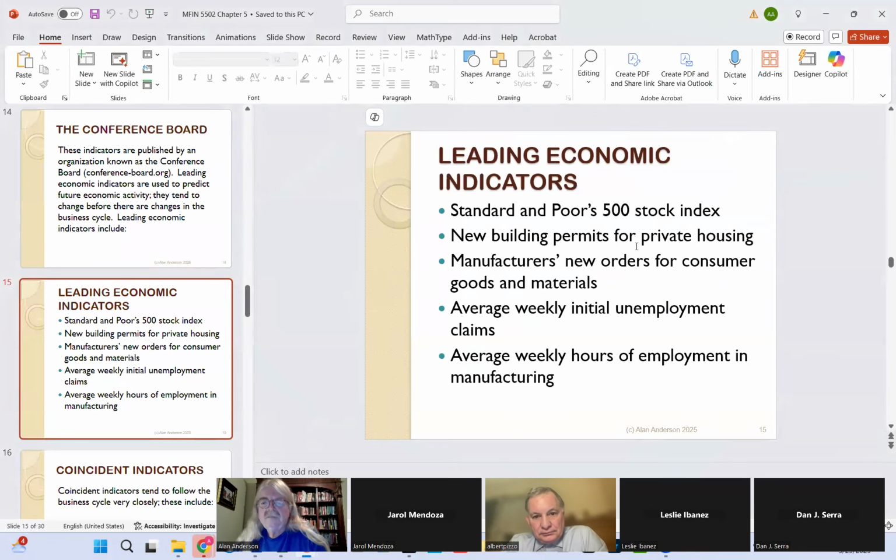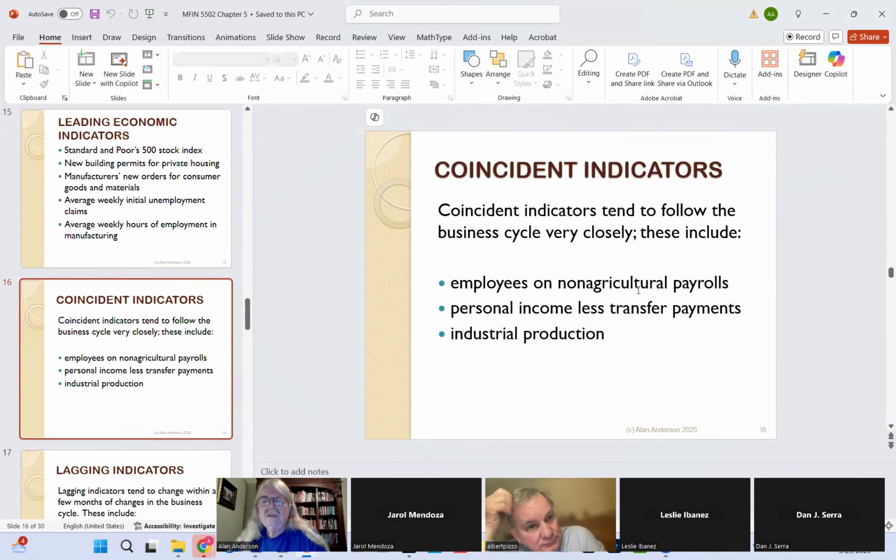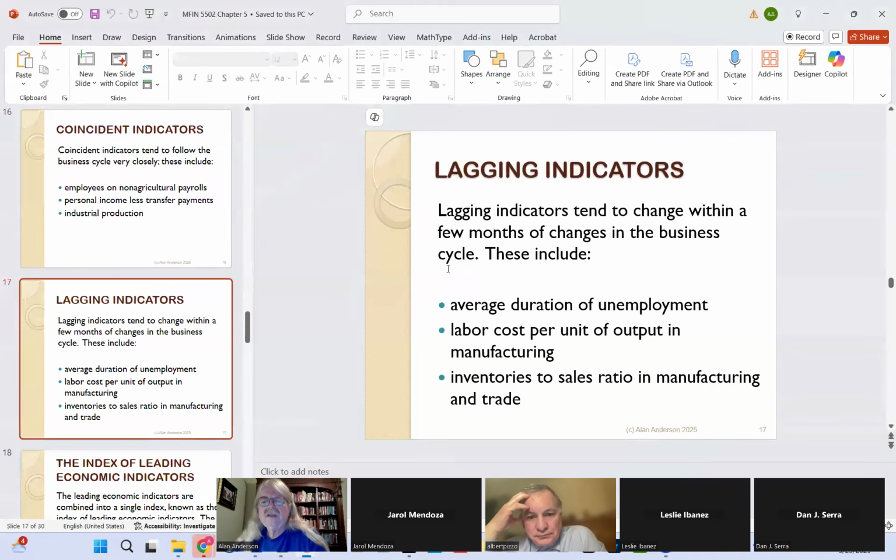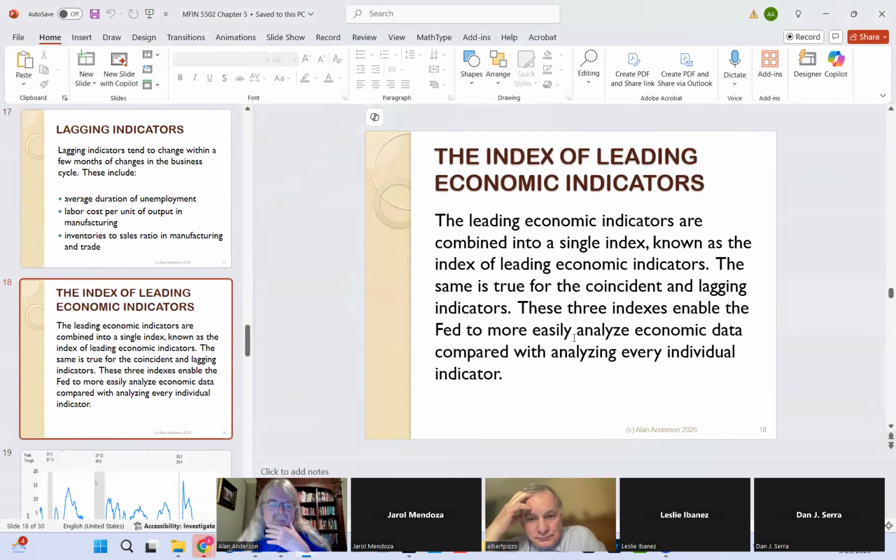New building permits. Clearly, permits mean people are intending to buy houses. Manufacturers' new orders, average unemployment claims, hours in manufacturing, employment. Coincident ones: how many employees, non-agricultural payrolls, personal income, industrial production. And then lagging means after the fact. It's clear that the duration of unemployment is showing us that we've come from a recession, let's say, labor costs, inventories building up, that type of thing.